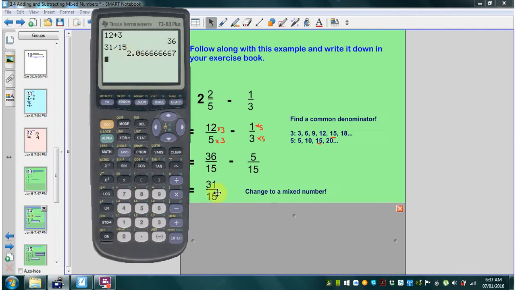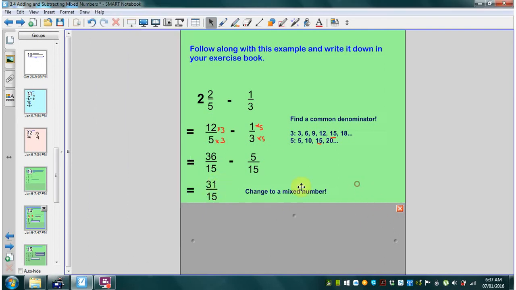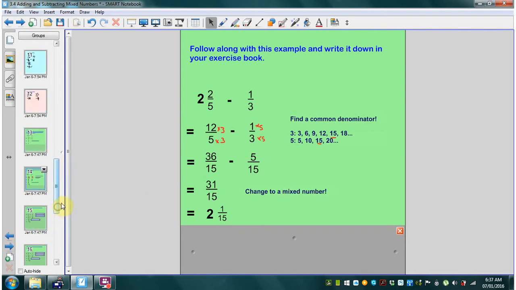So 15 goes into 30 twice. 15 times 2 is 30. And we have 1 left over here. So 15 goes into 31 twice, 1 left over, and we bring down our denominator, 1 over 15. Okay, when you have this written down, we're ready to move on to the next one.